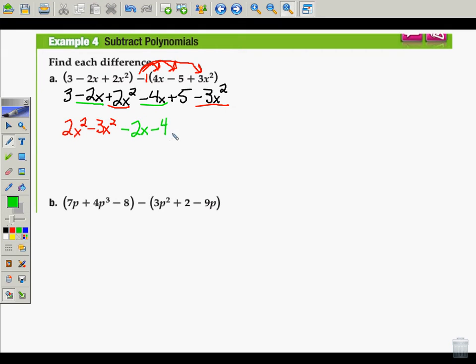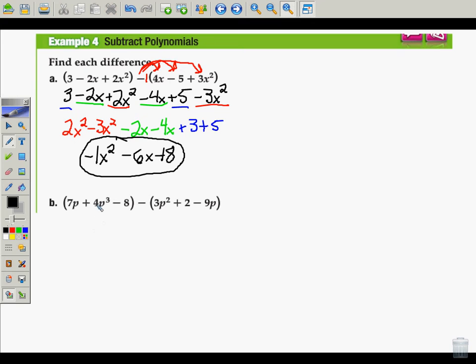And then my last part is just my constants. I've got positive 3 and positive 5. So plus 3 plus 5. I've arranged it so all my like terms are next to each other. Now I just have to combine my like terms. 2x squared minus 3x squared gives me negative 1x squared, or you could just write negative x squared. And then minus 6x plus 8, just combining all my like terms. And there's your answer.